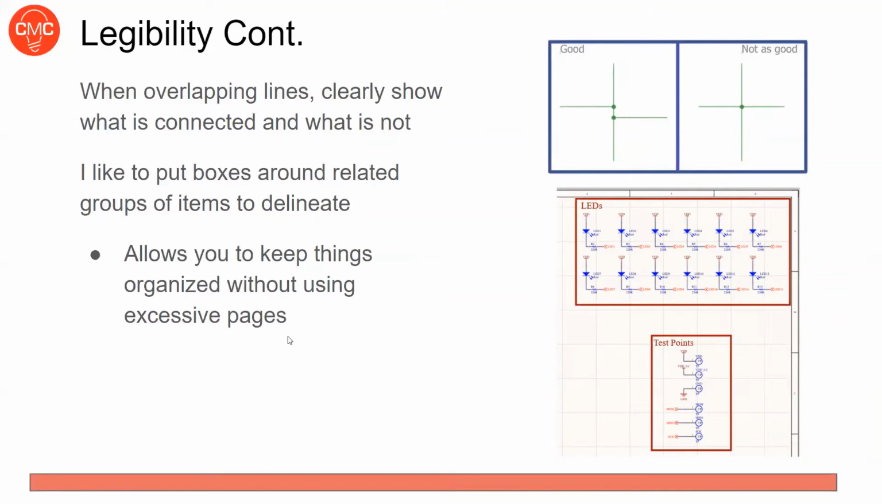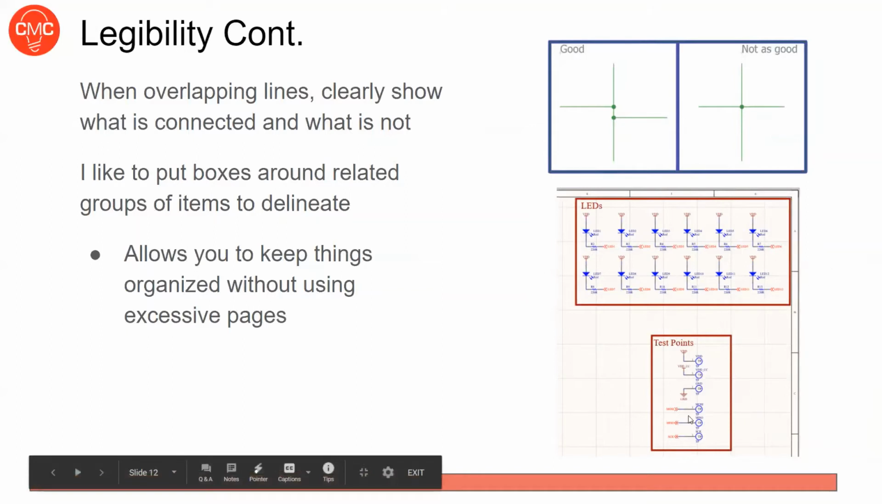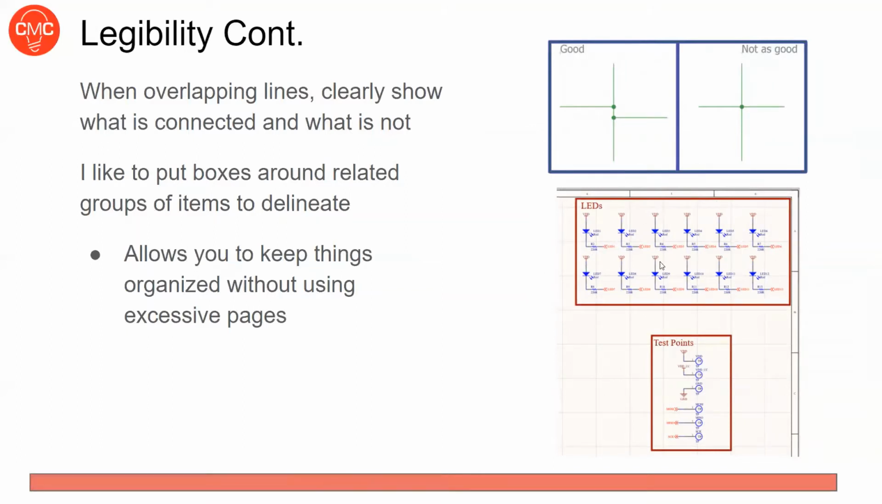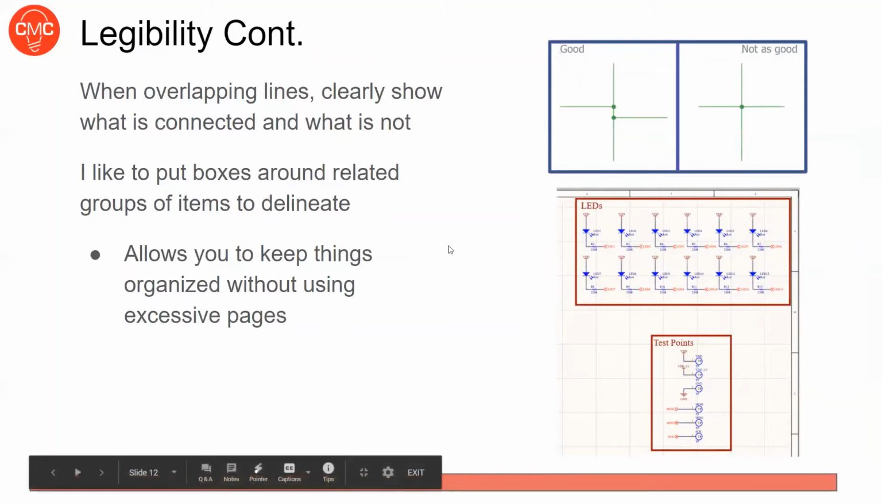So do that. Another thing I like to do is put boxes around related groups of items. I'll just literally draw a text box and label it, so you can very clearly see, okay, these are the LEDs, these are the test points. It groups them together, because if these are just scattered all over the schematic, it might be hard to tell if they were related.